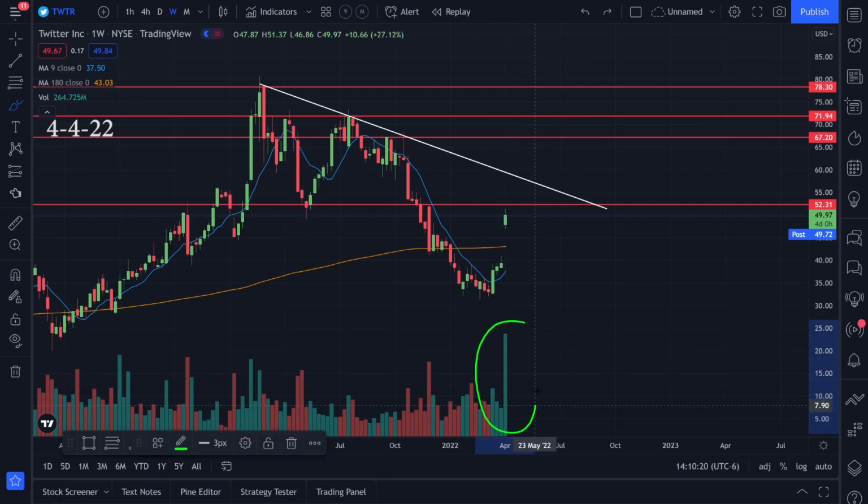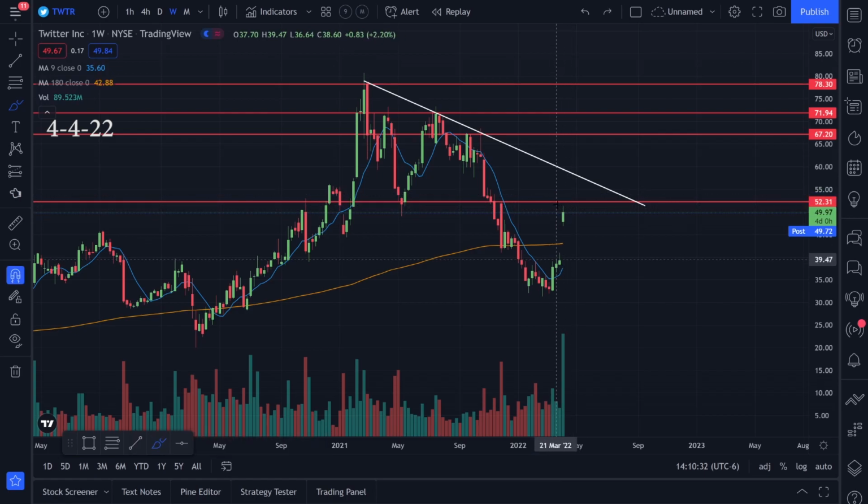And we have this big green candle. We are at this resistance right here, so let's see if we could break through that. After that, I'll be looking to break this downtrend going to the upside. Like I said, I'm not invested in Twitter, but these are just some of the strategies that I like to use.